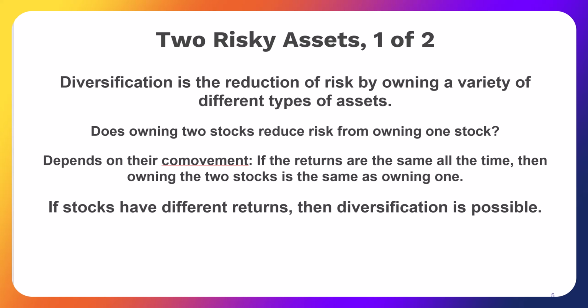Depending on their co-movement, if returns are the same all the time, then owning those two stocks is the same as owning just one. So if stocks have different returns, and if stocks have different influences from outside the company, then diversification is ultimately going to be possible.